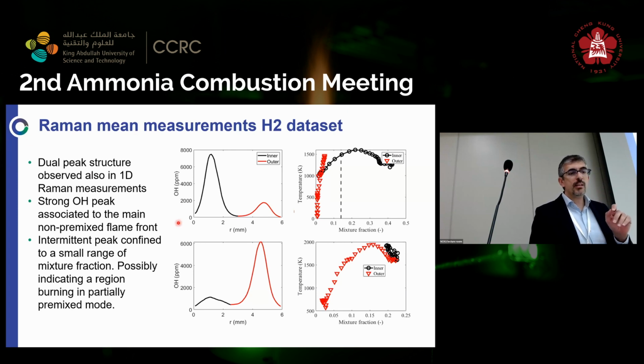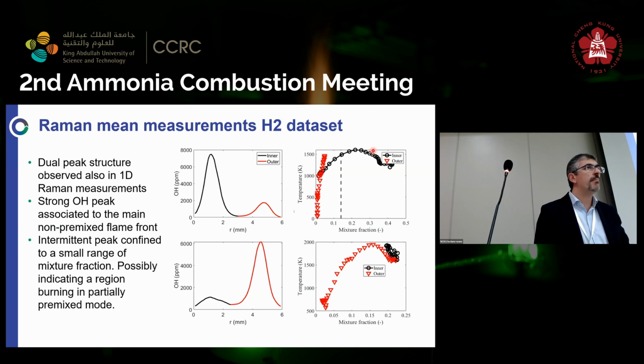What I'm showing you is an instantaneous OH profile. We condition our Raman measurements, dividing the data based on which peak they belong to, the strong OH peak or the weaker OH peak. Then we plot this conditionally selected data in mixture fraction space. What we see is that for the data in this region, this inner peak here shows the classical non-premixed flame behavior.